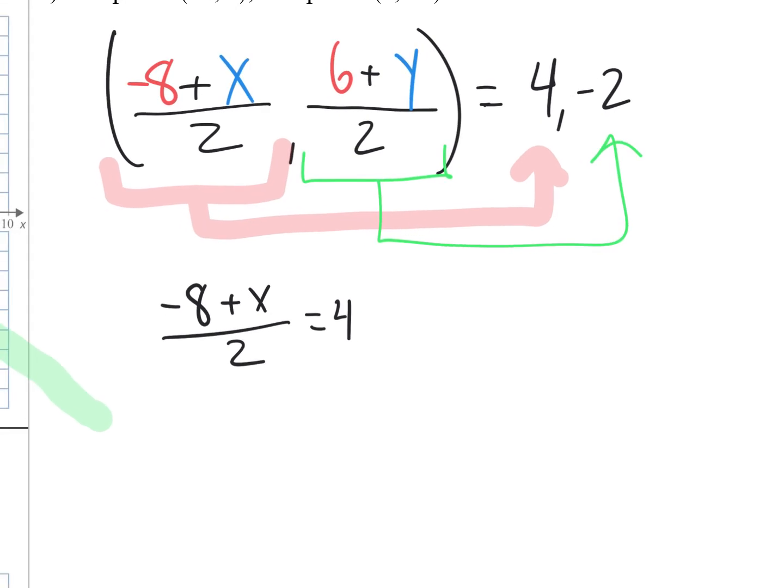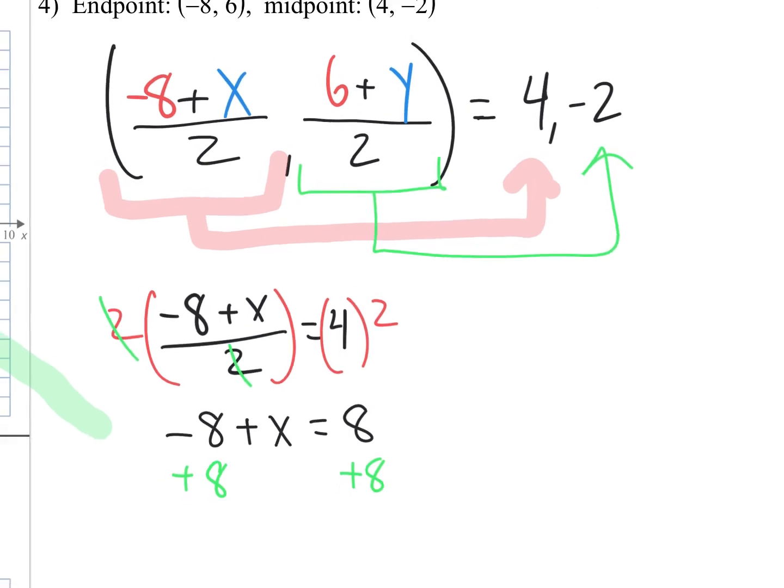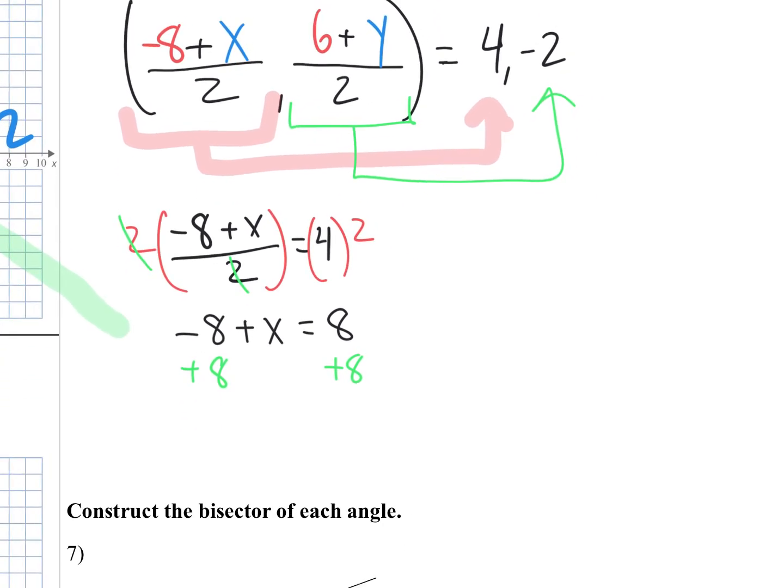We're going to need to multiply both sides by 2. And when we do, the 2's cancel out. And we've got -8 plus x equals 8. All right, that's great. We're going to need to add 8 to both sides. And that gives us x equals 16. All right, and you know what? That's what we said. Like, we made a prediction. It was around 14, 15, 16. The x value is 16.